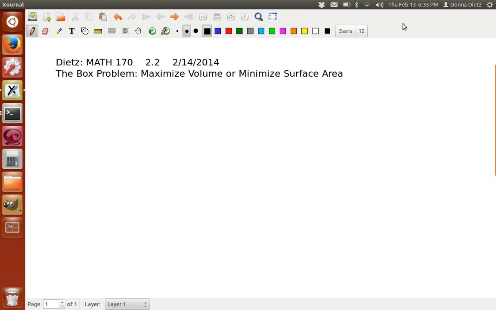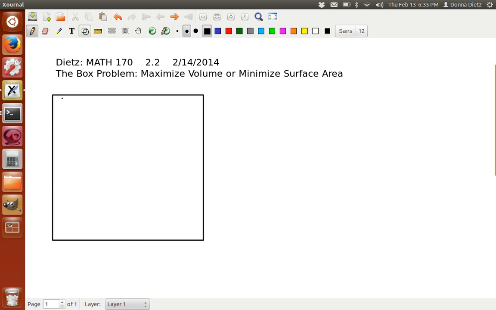Okay, so this is an example of one of these box problems. In this case, we're starting with a piece of, I don't know, wood, or actually probably not wood. It had to be metal or something that can fold, or paper, or pliable plastic. So we have a square. We're starting with a 36-inch by 36-inch square of, let's say, metal.